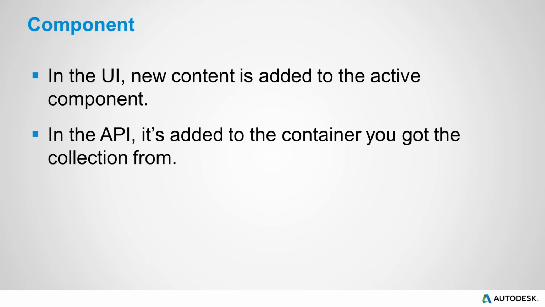Right? So when you were traversing that object model, you started at probably the active document, and then maybe got the root component. And so if I get the sketches collection from the root component, then that sketch is going to be created in the root component. It doesn't matter if some other component is active or not. But if I go to another component and get the sketches collection from it and call the add, then the sketch will be created in that component. And so it's independent of what's active in the UI.